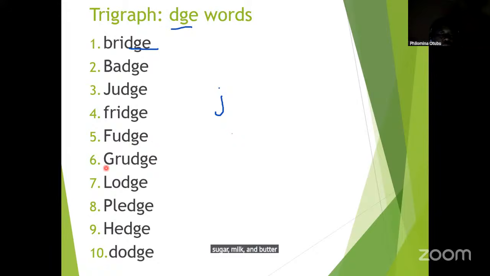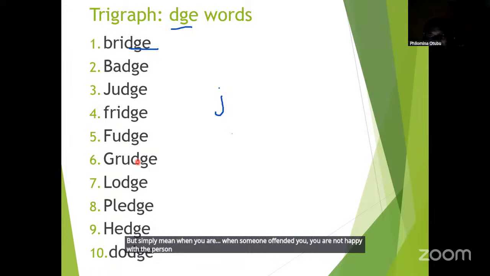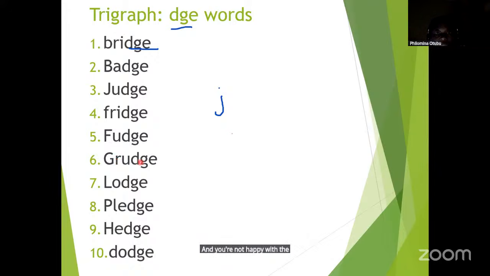We have grudge. Grudge simply means when someone has offended you, you are not happy with the person, and you keep it to yourself. You are having grudges against that person. You are keeping grudges.